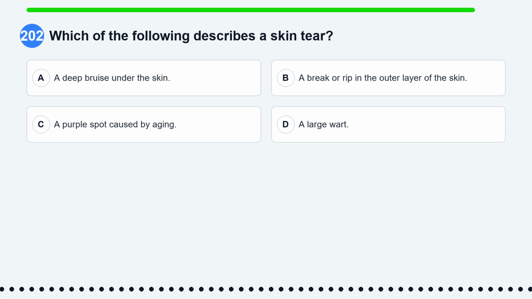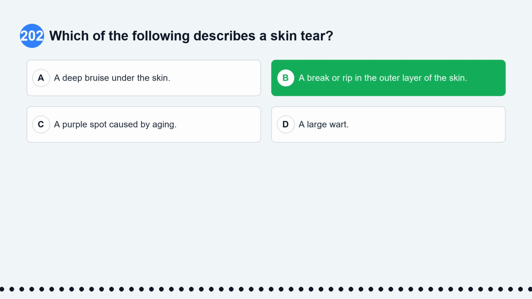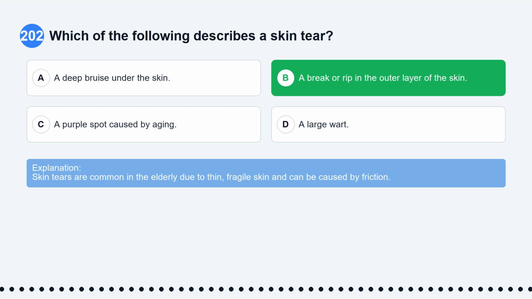Question 202. Which of the following describes a skin tear? Option A, a deep bruise under the skin. Option B, a break or rip in the outer layer of the skin. Option C, a purple spot caused by aging. Option D, a large wart. The correct answer is option B, a break or rip in the outer layer of the skin. Skin tears are common in the elderly due to thin, fragile skin and can be caused by friction.